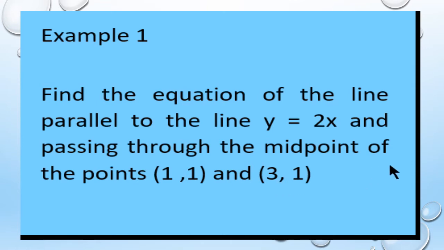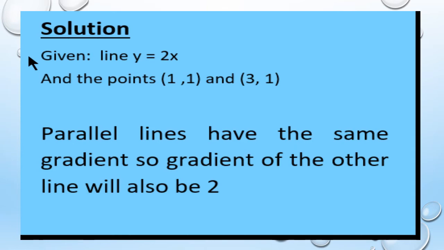Now let's understand the question properly. We have a line y is equal to 2x and we are asked to find the equation of another line which is parallel to this given line. And that parallel line passes through the midpoint of the given points 1, 1 and 3, 1. So let's see how we can go about finding the equation of the parallel line. Let's look at the solution.